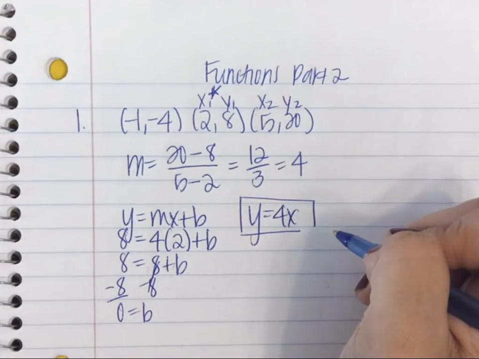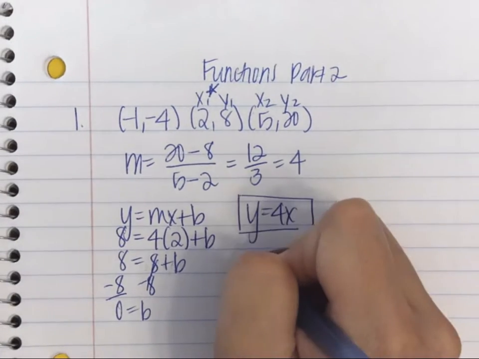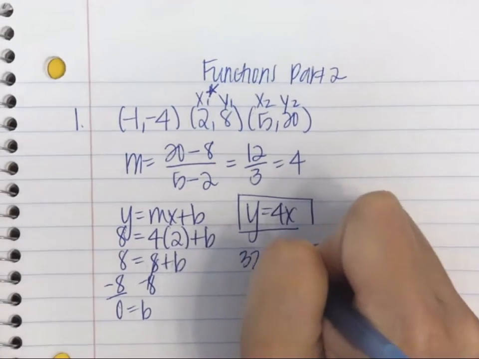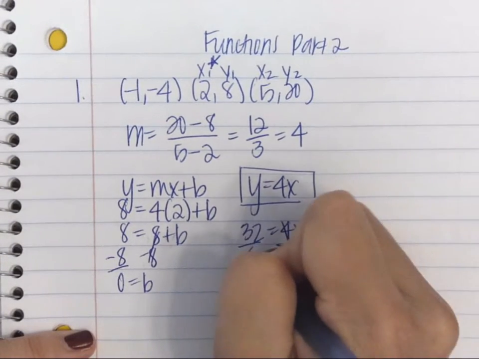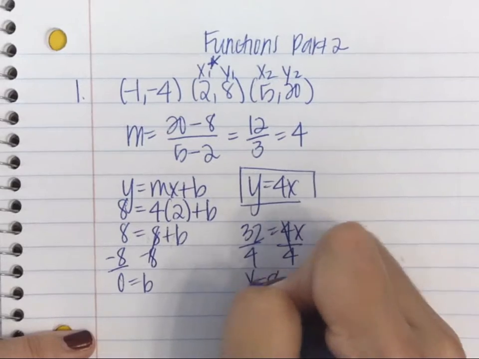And then it says to find x when y is 32. So I'm going to plug in 32 for y and solve for x. I'm going to divide both sides by 4 to get that x is equal to 8.